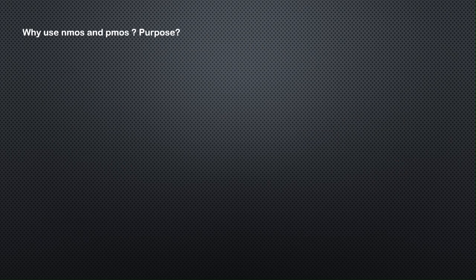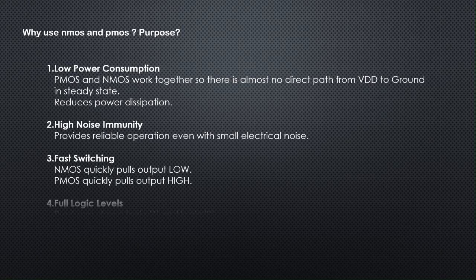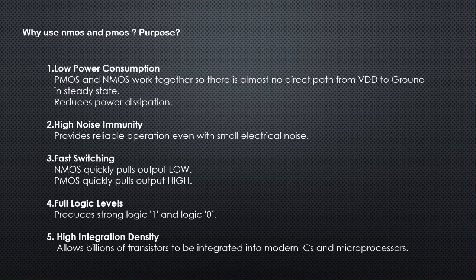Now let's see why NMOS and PMOS are used. NMOS and PMOS transistors are used together to build CMOS circuits. In CMOS technology, the NMOS transistor is used to pull the output down to logic 0, low, while the PMOS transistor is used to pull the output up to logic 1, high. By using both together, we get low power consumption, faster operation, and more reliable logic outputs. Because of this, most modern computers, mobile phones, microprocessors, and digital circuits are based on CMOS technology.